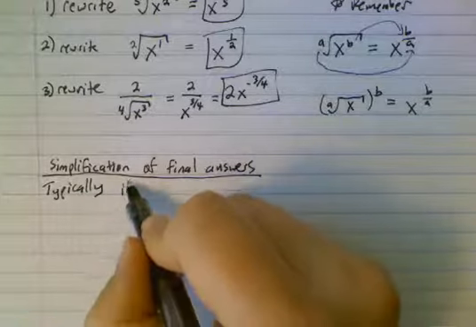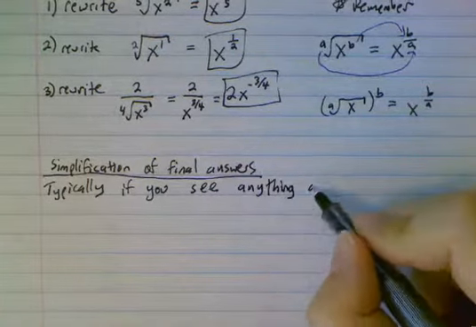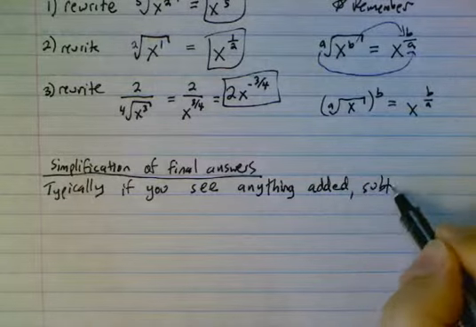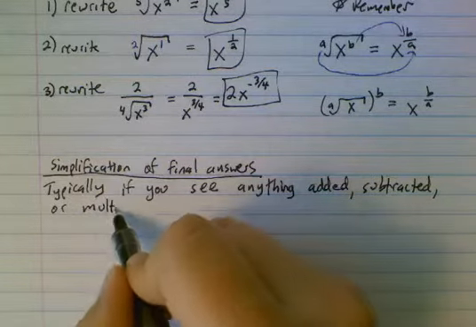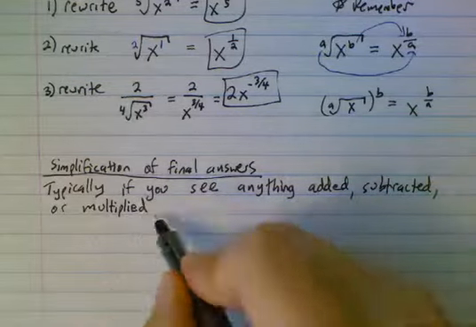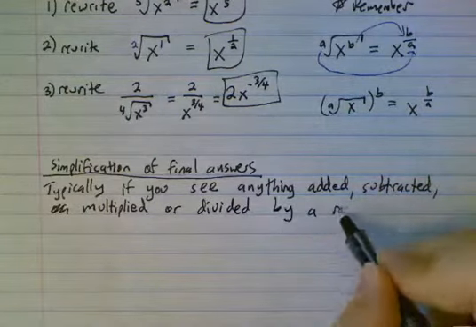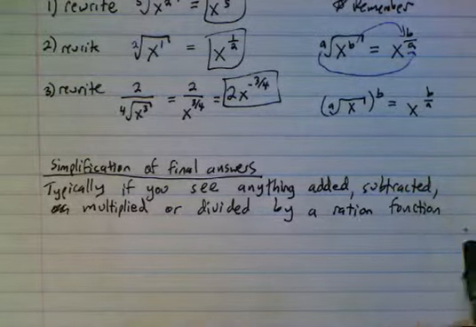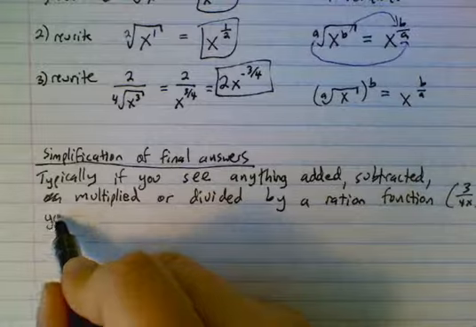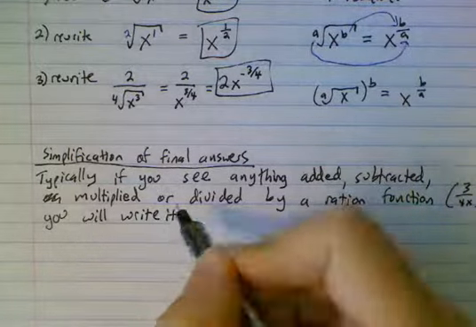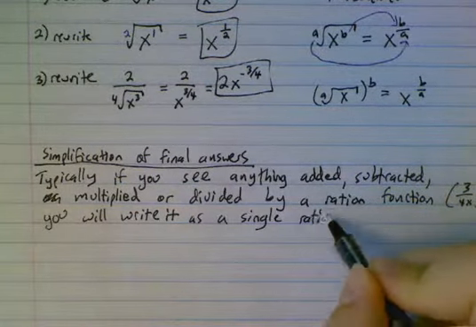Typically, if you see anything added, subtracted, multiplied, or divided, actually, by a rational function, so a rational function is something like 3 over 4x, it's just got that fraction bar, you will write it as a single rational expression.